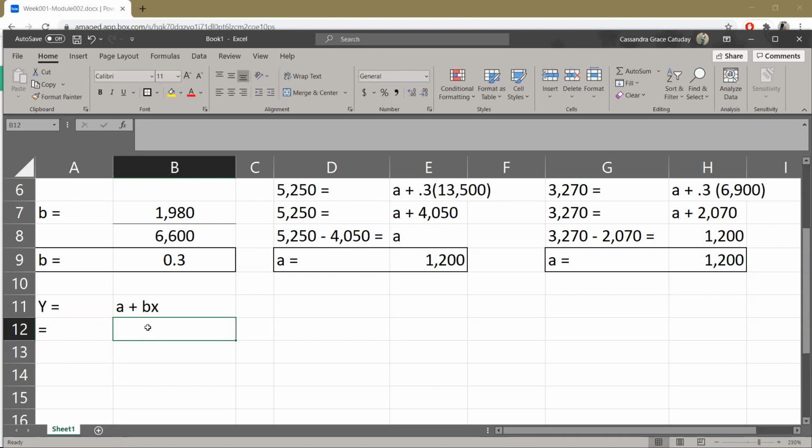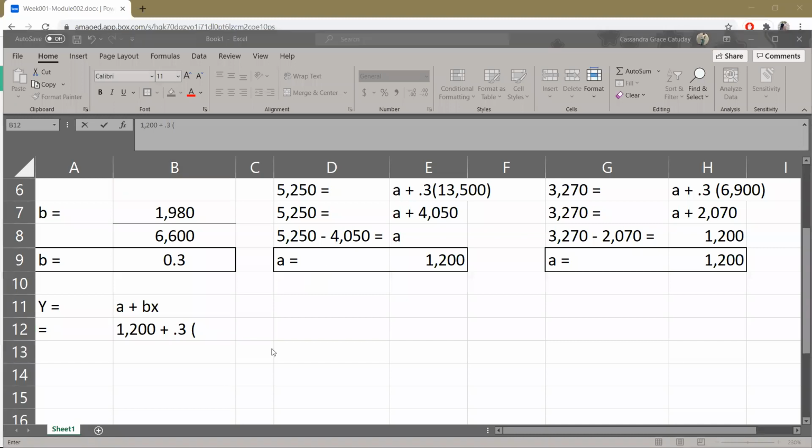So let's substitute A. How much was A? 1,200. Okay, substitute lang natin. 1,200 plus 0.3 multiplied by the activity level. So in this case, our example was 8,000, sorry. So how much is the total cost?